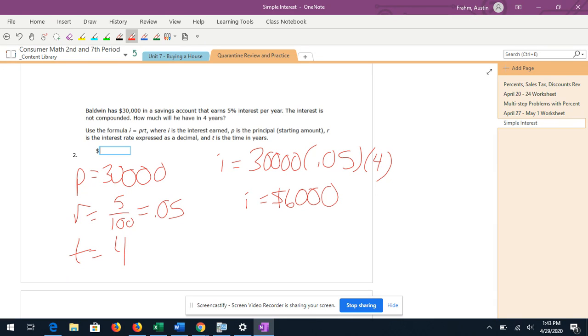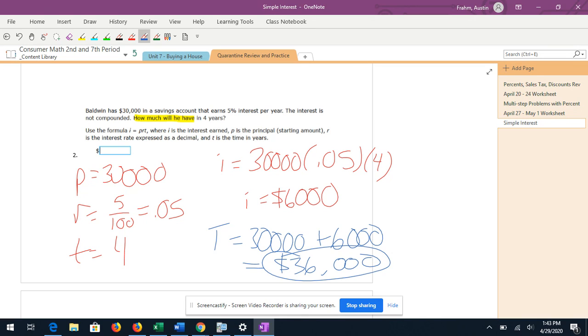But they're trying to trick you here. Look at the question they are asking. They are asking how much will he have, not how much interest. He already has $30,000, and now he has an extra $6,000. So to get the total, we would take the original amount and add the interest. So Baldwin actually has $36,000. That's what you would type in for your answer. Okay? Be careful. You need to read the questions carefully and make sure that you are finding and putting in the correct answer.